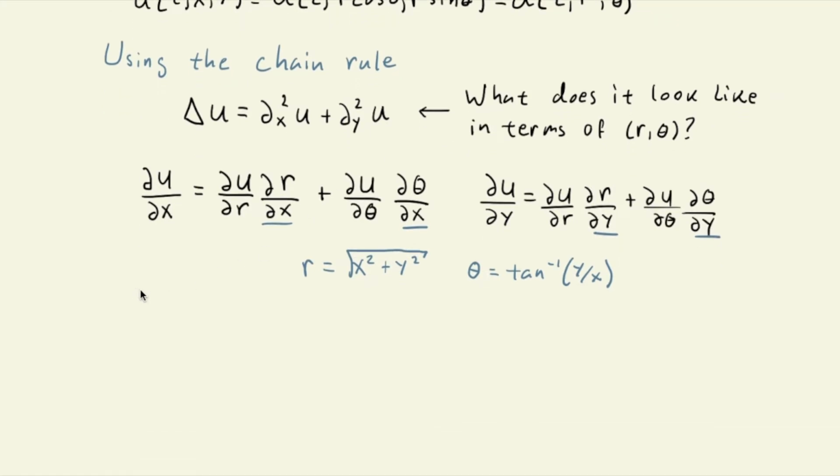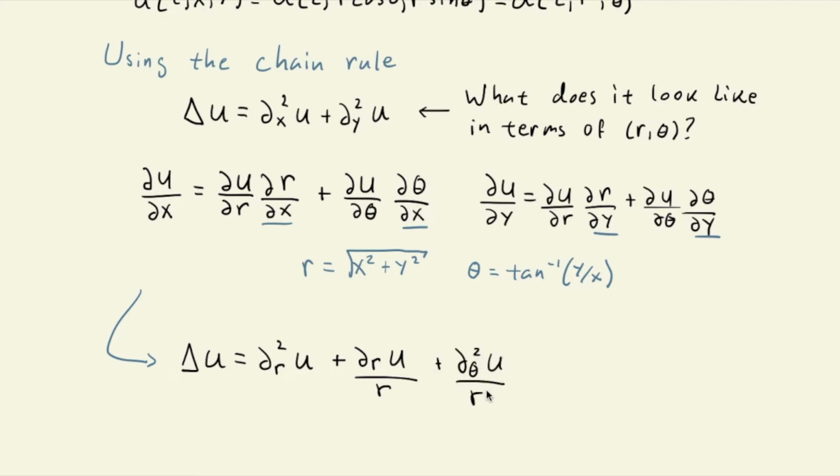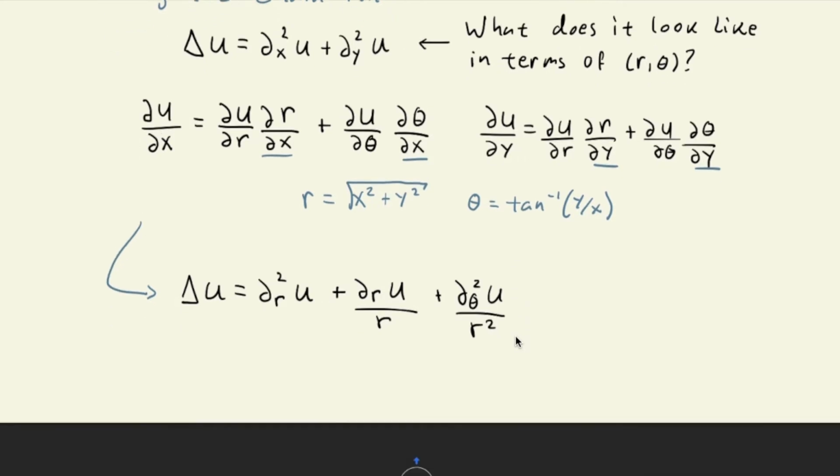what you find here is that in polar coordinates, the Laplacian looks like: Laplacian of u is equal to the second derivative in r of u plus the first derivative in r divided by r plus the second derivative in theta divided by r squared. Okay, you get a new page.